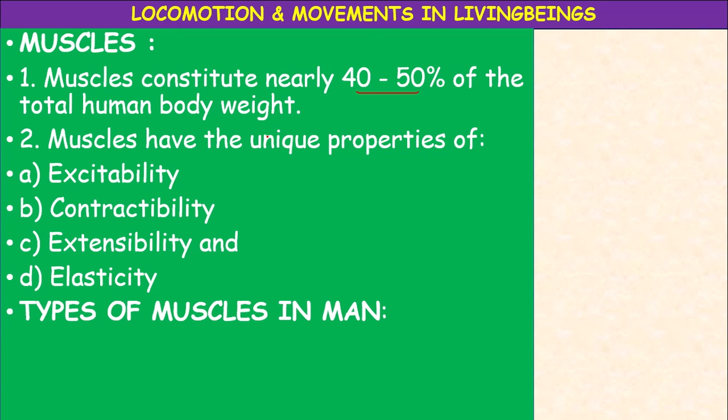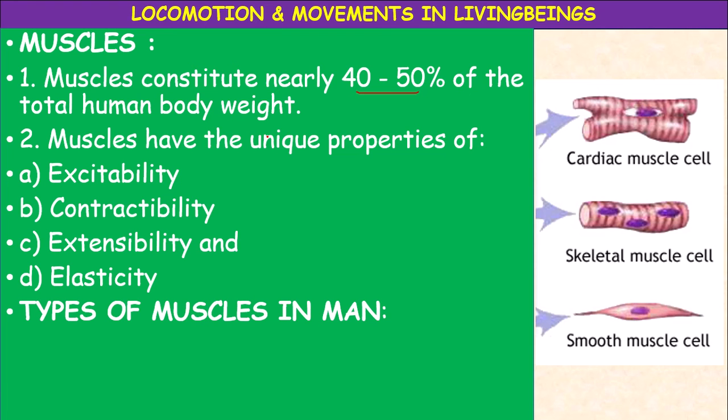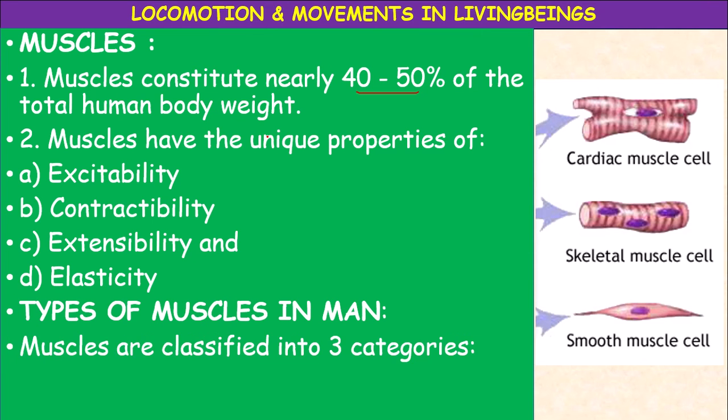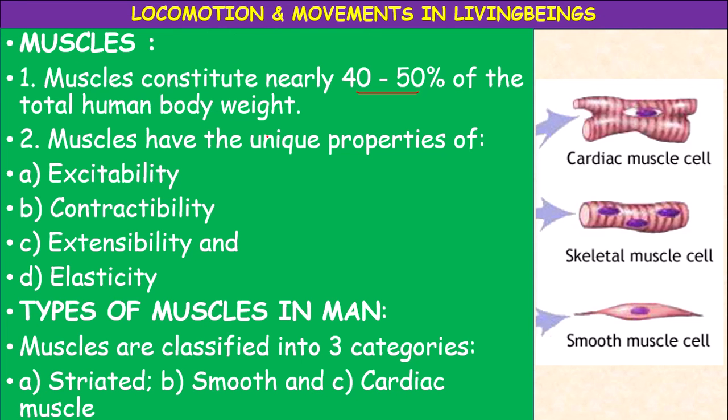The types of muscles in human beings: there are three main types of muscles present. They are the cardiac muscles, the muscles present in the heart; the skeletal muscles, the muscles present in the limbs; and the smooth muscles, the muscles present in the internal organs. The muscles are classified into three categories: striated muscles or skeletal muscles, smooth muscles or unstriated muscles, and cardiac muscles, the muscles of the heart.